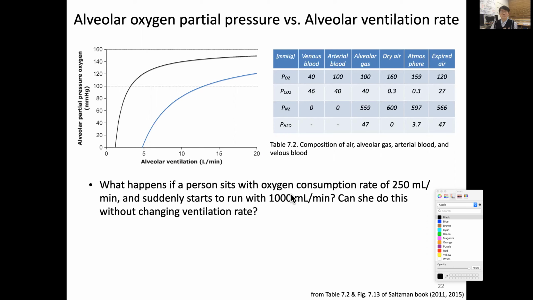When the oxygen consumption rate of a person at the resting state is about 250 milliliters of oxygen per minute, and she suddenly starts to exercise, that can demand 1000 milliliters of oxygen gas per minute. Can she do this without changing ventilation rate? The answer was no. She has to increase her alveolar ventilation rate to keep the alveolar partial pressure of oxygen high enough.